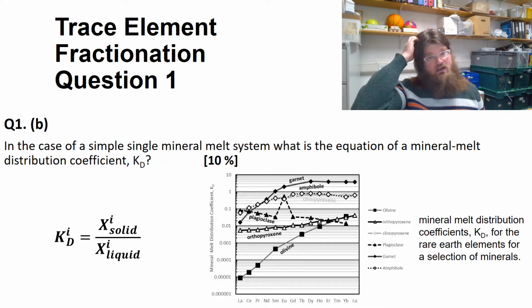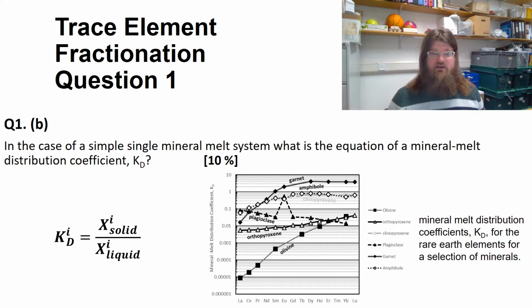We're looking for an equation that shows us that the mineral melt distribution coefficient, Kd, is equal to the concentration of that element in the solid phase, in the solid mineral, divided by the concentration in the coexisting liquid. And you could have had a bit of text to explain what each of these parameters were. That would be great. That's all we're looking for in that part.